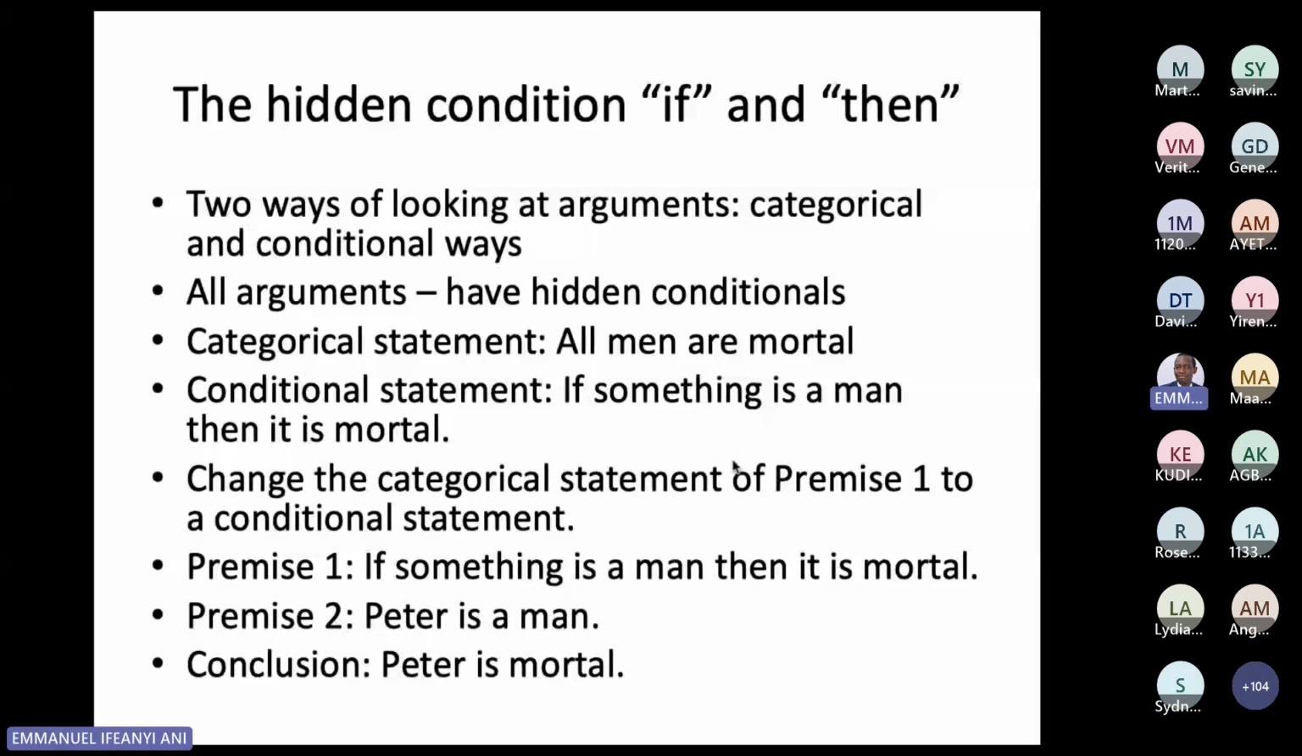So these are the two ways of looking at it. You can convert the major premise in an argument into a conditional. And it is only the major premise that you can convert to a conditional. Normally, you cannot convert the minor premise. By the minor premise, I mean premise 2, Peter is a man. Peter is a man, you can't convert it to a conditional. Okay.